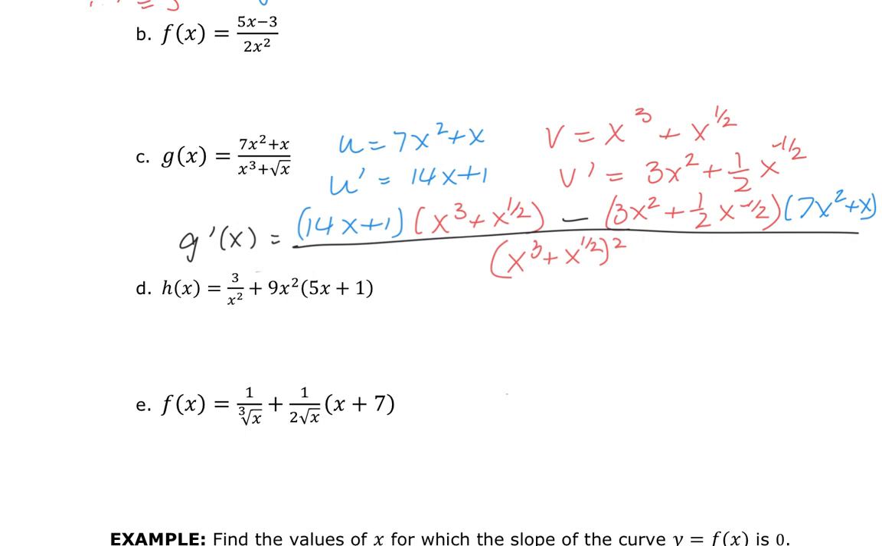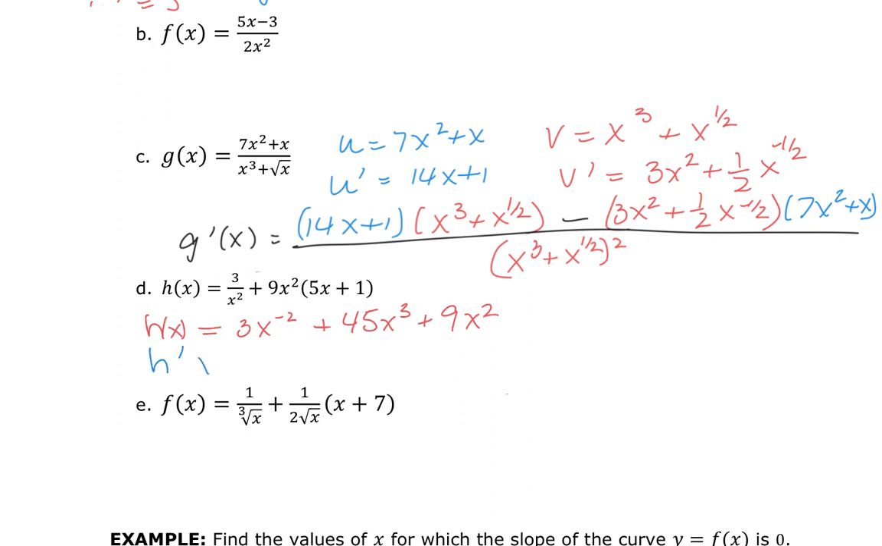All right, so on this one, I'm just going to rewrite this and distribute this because I don't want to do the product rule here. It's an easy multiplication, an easy distribution, so I wouldn't bother with the product rule there. So I'm just going to rewrite this h of x as 3x raised to the negative 2 plus 45x to the third plus 9x squared.